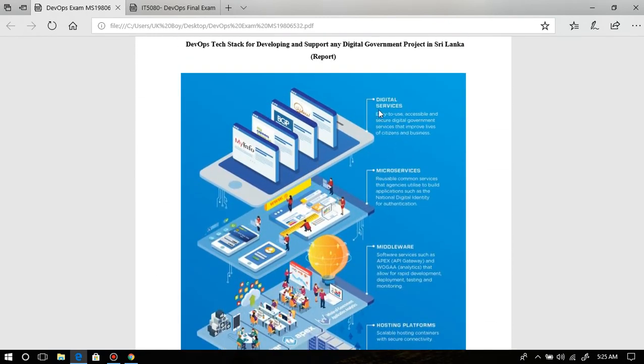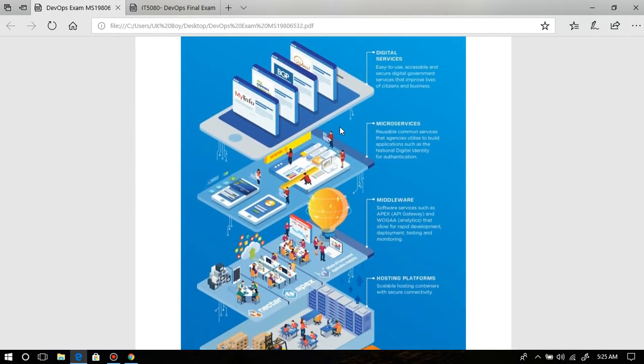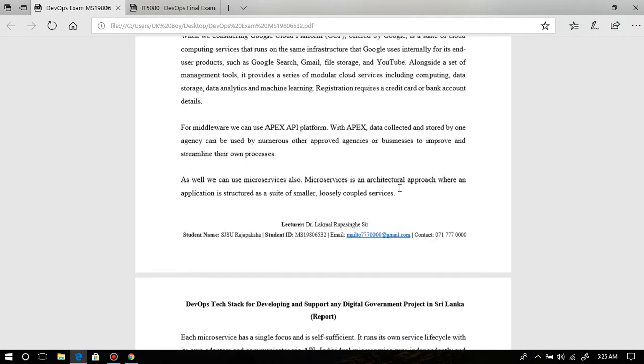Next one, digital services. Digital services mean the services which citizens can get, like the video we watched, My Info Service and BGP, and also the services we can expect through a digital government website: getting a vehicle license, paying bills, paying government taxes and other things.